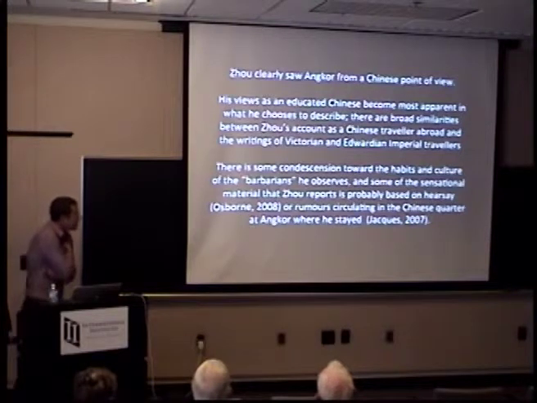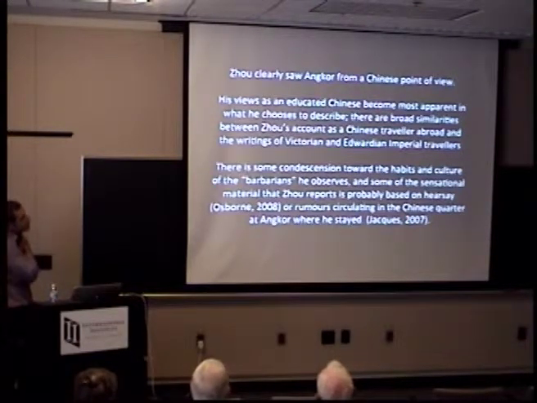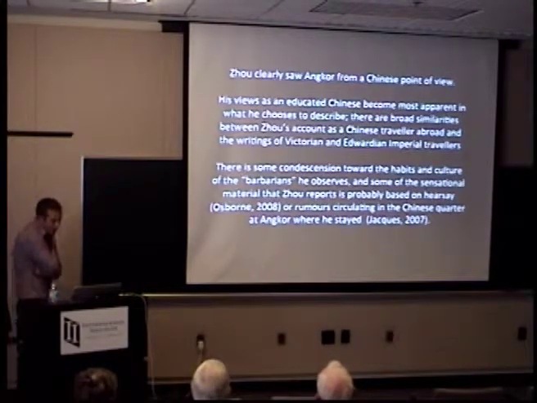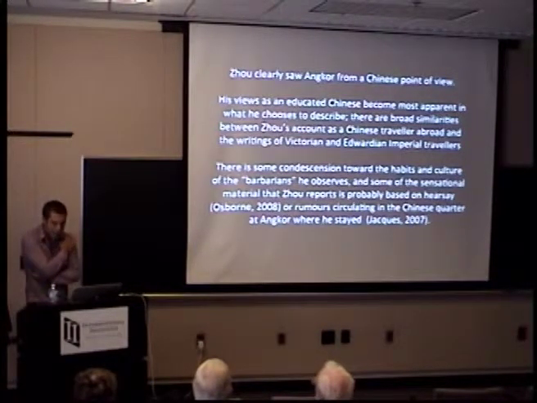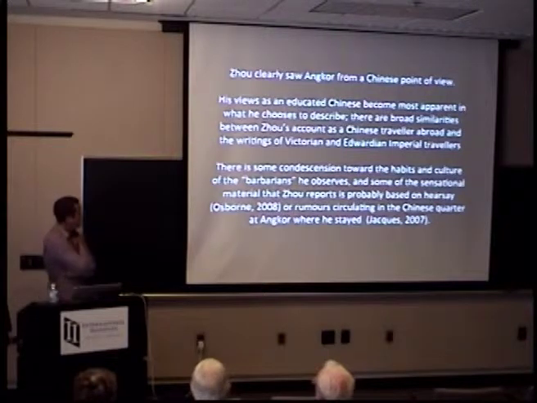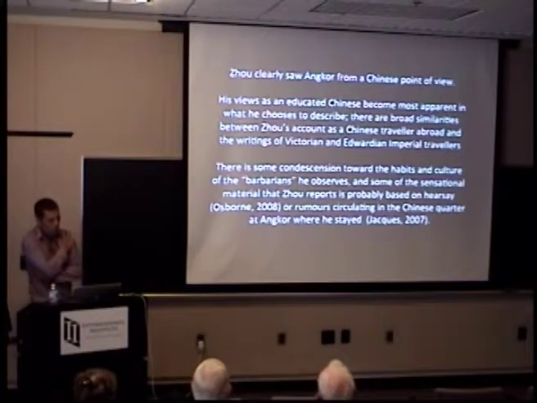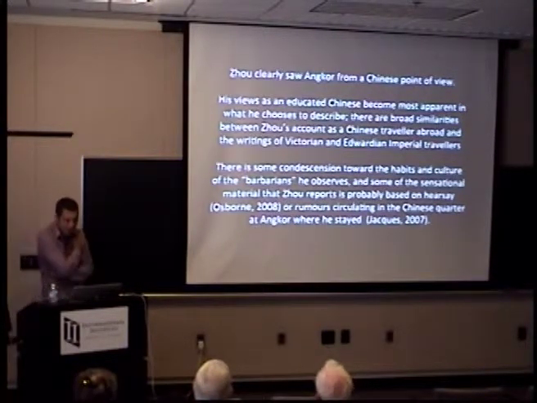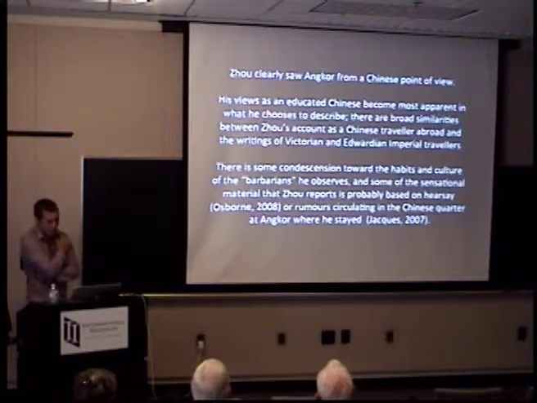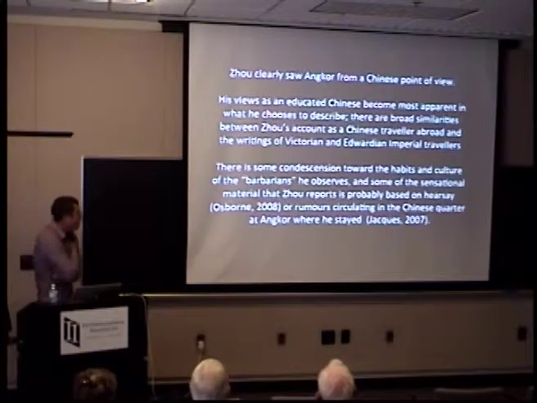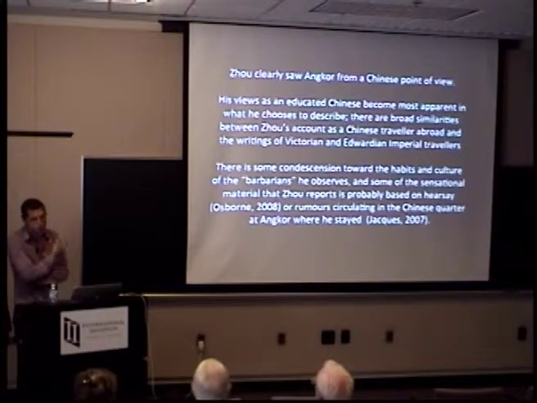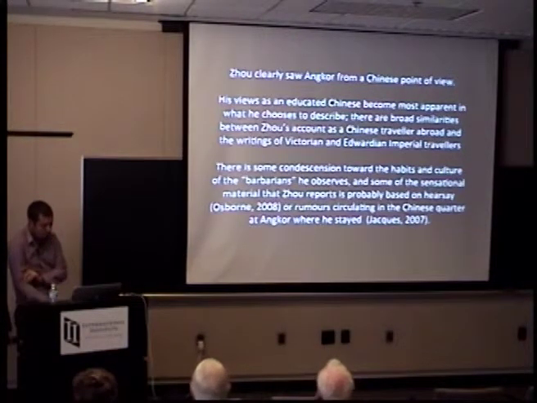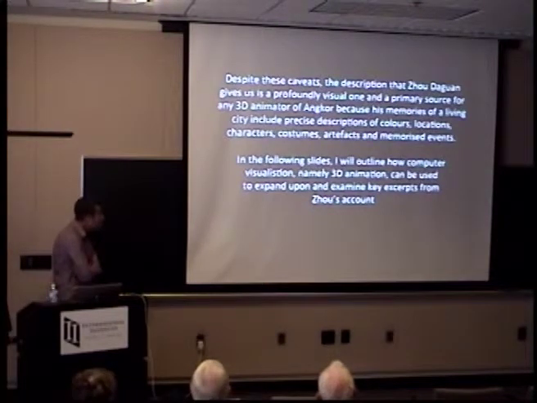Some caveats about his account, I guess. The first one is very apparent in what he chooses to describe as an educated Chinese gentleman of the time, and the way he looks at the barbarians and their habits and cultures. A lot of the material he reports is probably based on hearsay that was circulating around the Chinese quarter at the time.